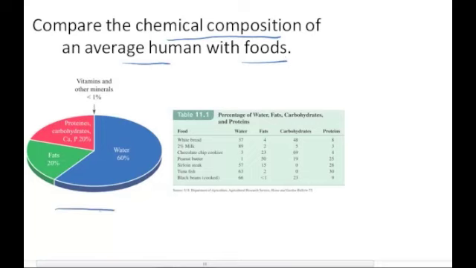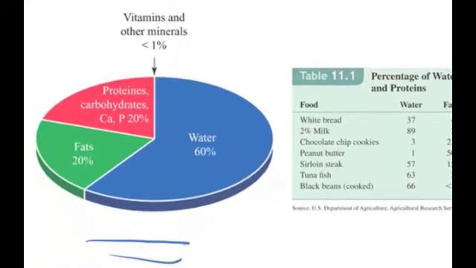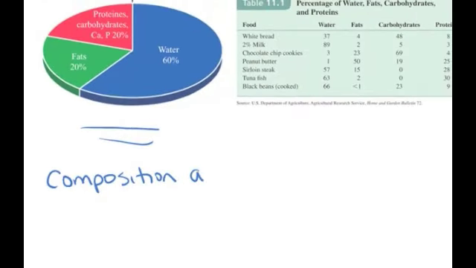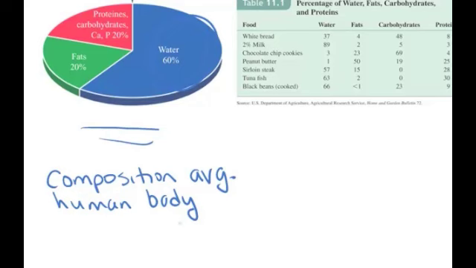All right. First of all, this particular pie chart here is the composition of an average human body. The human body is mostly water, 60% water, 20% proteins and carbs, calcium and phosphorus, and then the other 20% is fats. So basically, a human being is a bag of water with certain things dissolved in the water and certain solids existing in the water.